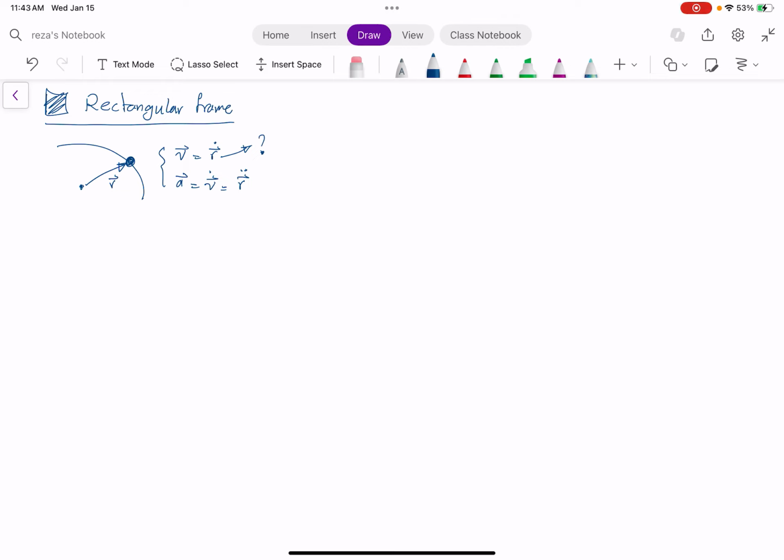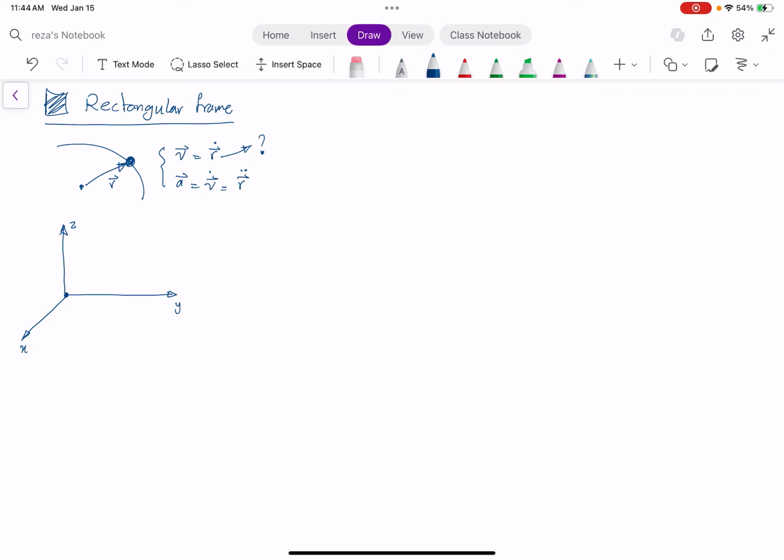The easiest one that we'll start working with is the rectangular frame, or the Cartesian frame, that you're probably most familiar with. That is the vector space defined by three perpendicular axes, x, y, and z. It's a right-hand frame, the good old-fashioned frame that we're all familiar with.